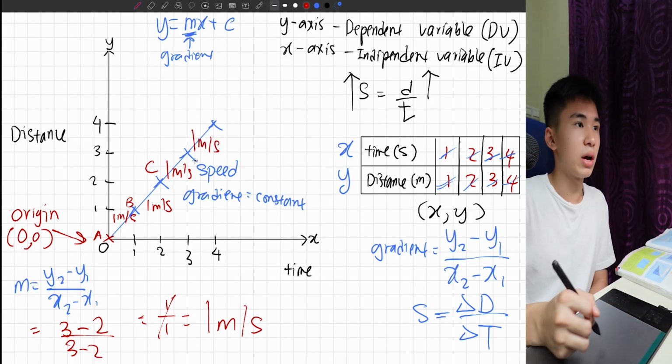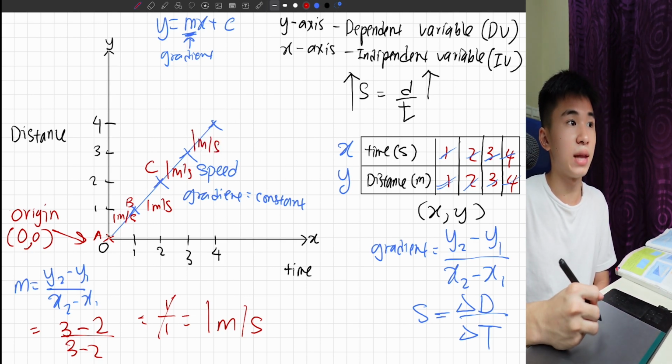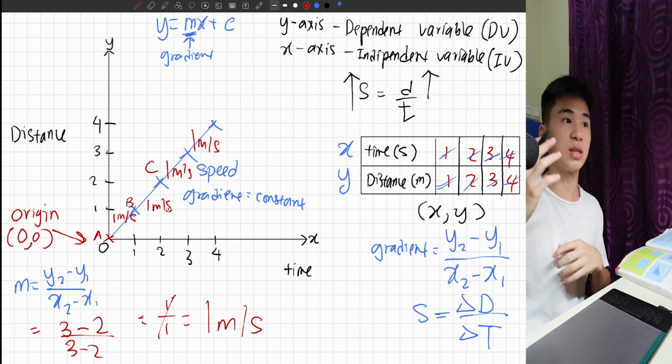So if you see a distance-time graph where the line is straight, the gradient, which is the speed, is going to be constant.